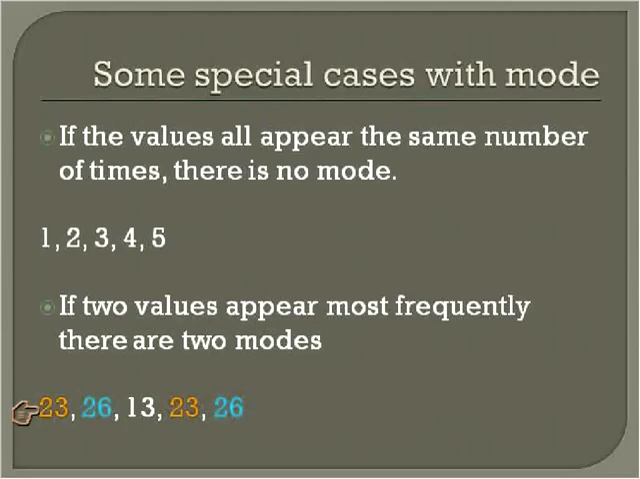The second special case is that if there are 2 values that appear the same number of times, the most frequently, so in this case 23 appears twice and 26 appears twice, both are the most frequent number, then you would actually have 2 modes. So you can have 2 modes, and we'll see an example of that in a sec. 23 and 26 are both the solution for the mode of this list.